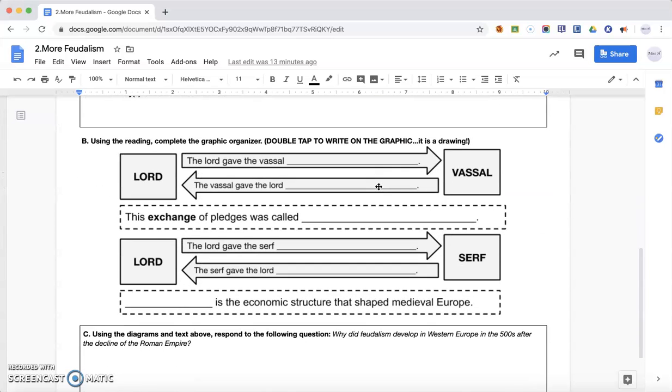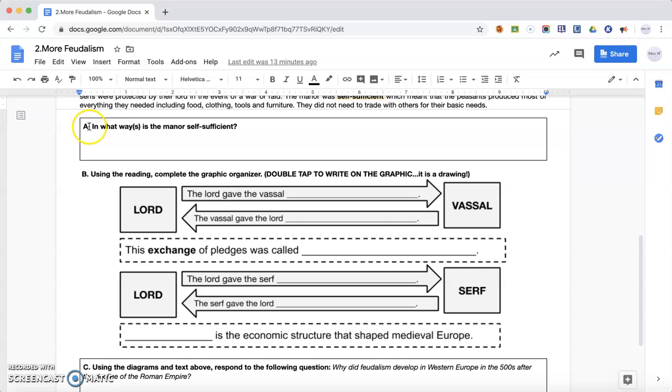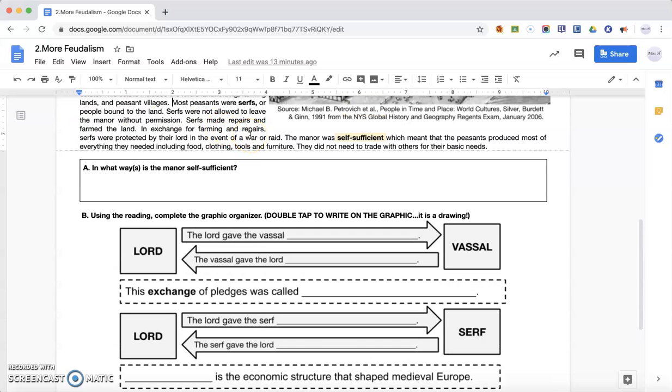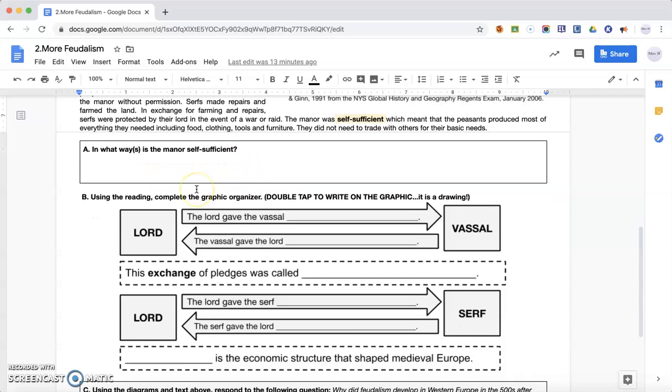All right, awesome. Now, here are your questions. In what ways is the manor self-sufficient? That's the last thing we talked about. How is the manor self-sufficient? They don't rely on anyone else but themselves.